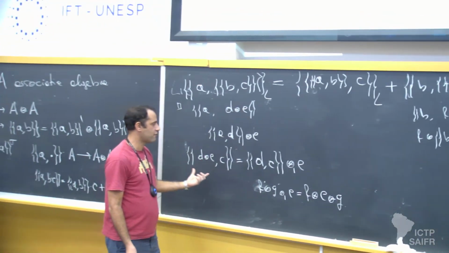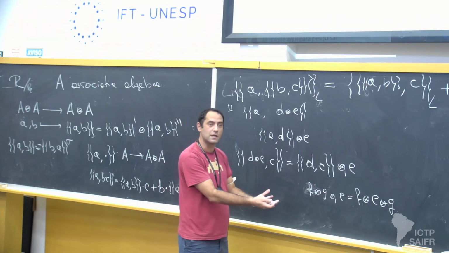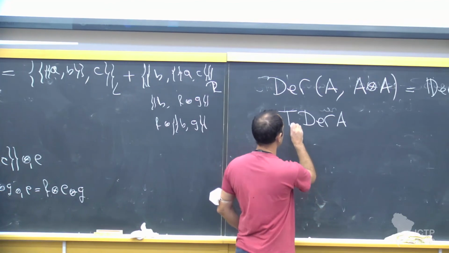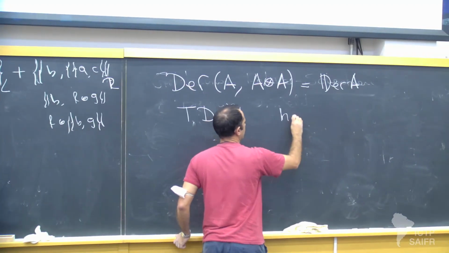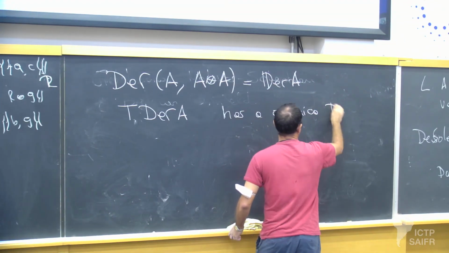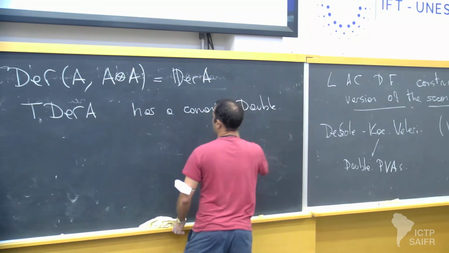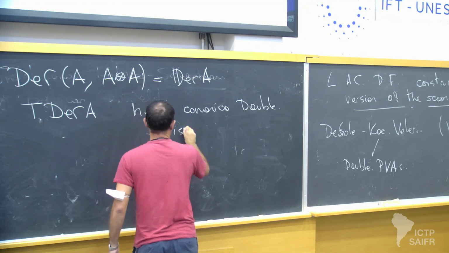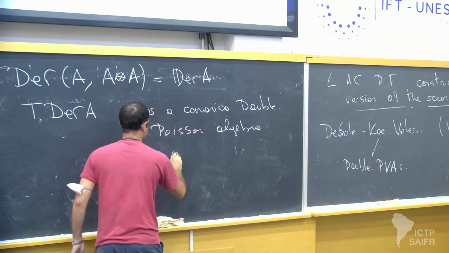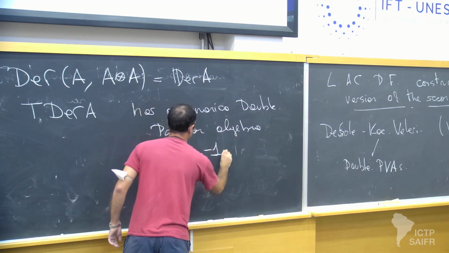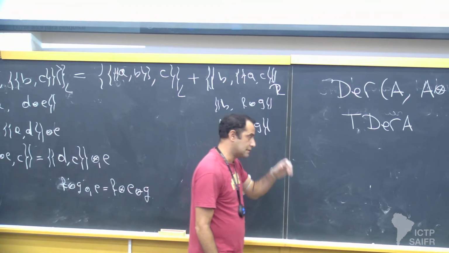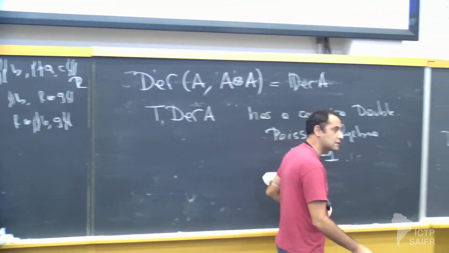When you look at double derivations and you write the obvious formula of composing in one way minus composing in the other way, you're going to end up with a double bracket. So this has a double bracket. It is a canonical double Poisson algebra of degree -1. So this is the analog of the exterior algebra of polyvector fields.